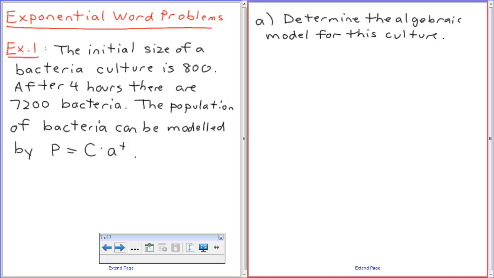Determine the algebraic model for this culture, okay? So the thing is, we're given some information, we're not given everything. I'm going to give you a second here to scribble that down, and then we'll do it together, okay?